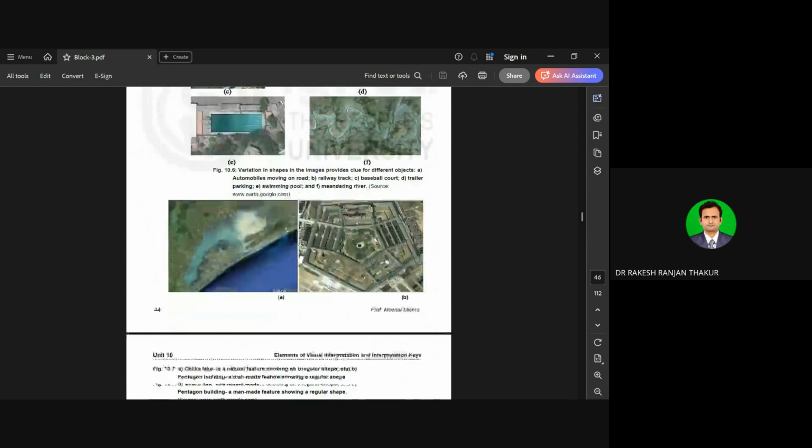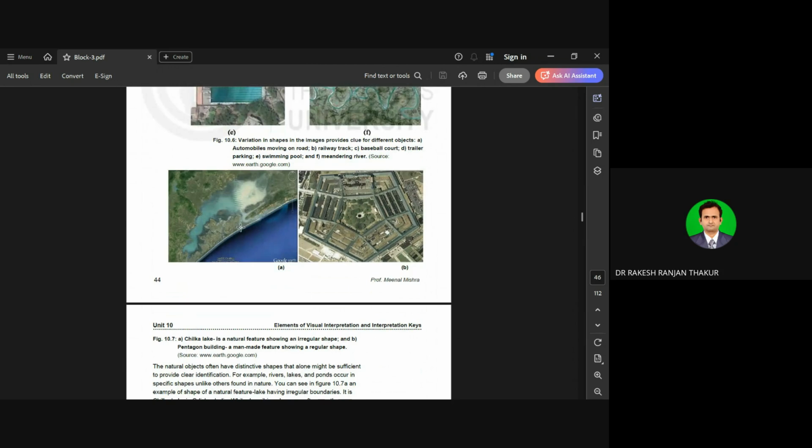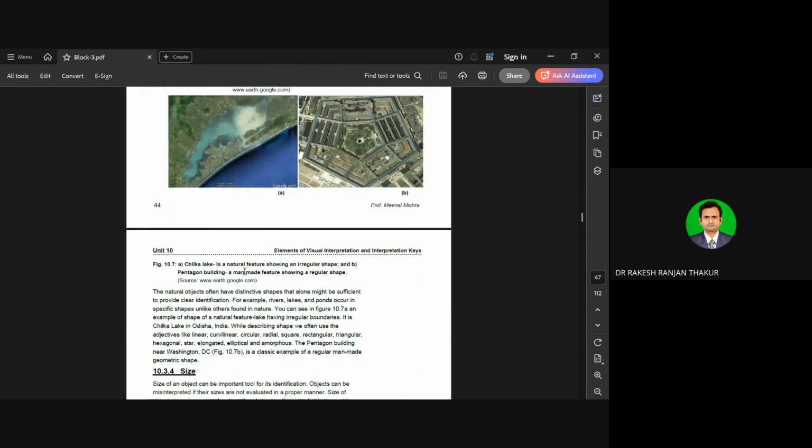We saw this example, this is a good example here. This left hand side is about Odisha, this is the Chilika region on the left hand side. Then on the right hand side is the Pentagon building of the US. The difference is that based on its shape, the right hand side is purely a man-made feature, so it is in a regular shape, but on the left hand side you can see the Chilika Lake, it is in an irregular shape. So natural things always come with an irregular shape, right?